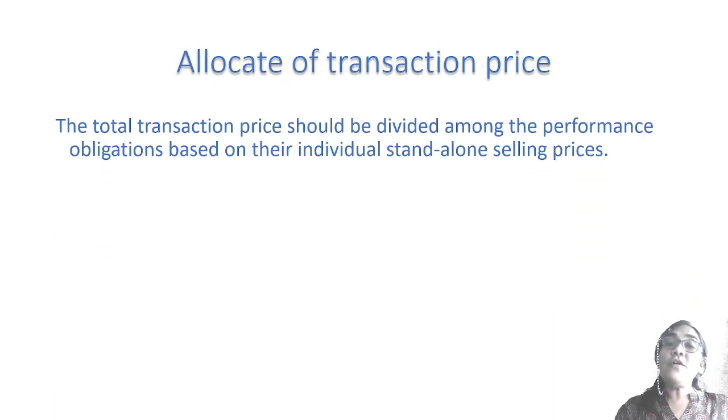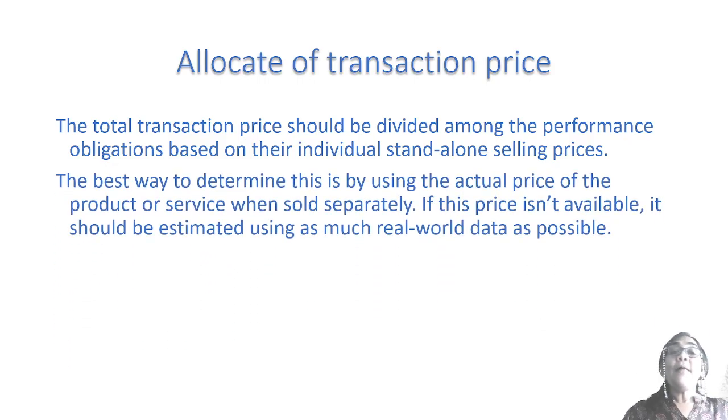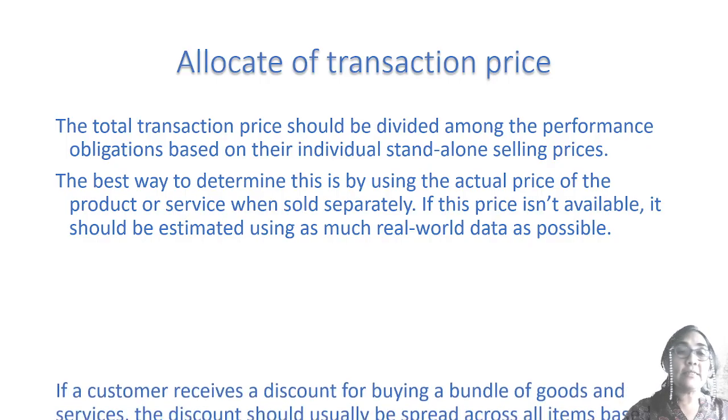Lastly, allocation of the transaction price. The total transaction price should be apportioned or allocated to the different performance obligations based on the individual standalone selling prices. The best way to determine this is by actually allocating the transaction price based on the actual selling price of the individual performance obligations.